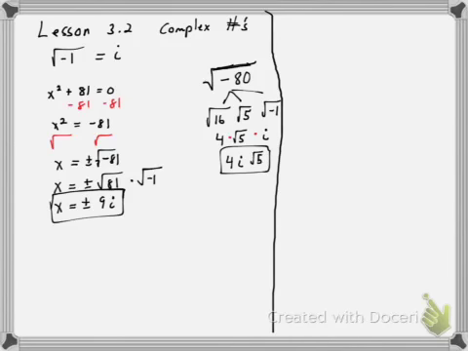Because all of those are multiplied together, the order doesn't matter. It's best if we put 4 times i times square root of 5. That way nobody's ever going to mistake that the i is underneath the square root sign.